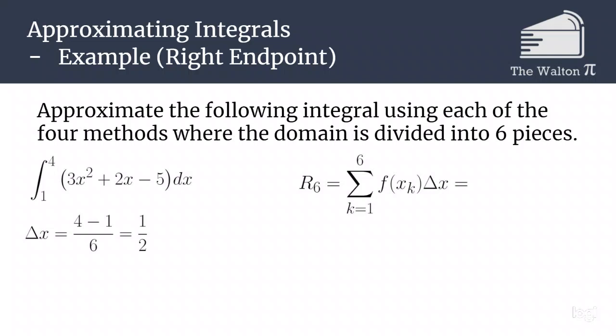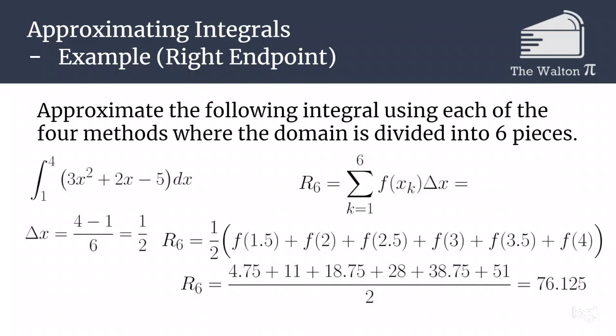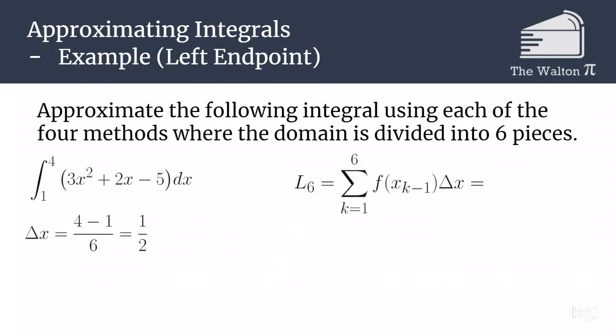So R6, the right endpoint approximation, is the sum from k equals 1 to 6 of f of x sub k times delta x. So this is going to be 1/2 of f of 1.5 plus f of 2 plus f of 2.5, and so on until we get to f of 4. Evaluating the function at each of those points will give us these values, and so the right approximation is 76.125. So that is going to be approximately what the integral from 1 to 4 of 3x squared plus 2x minus 5 would be. Next, we can go through and calculate the left endpoint approximation.